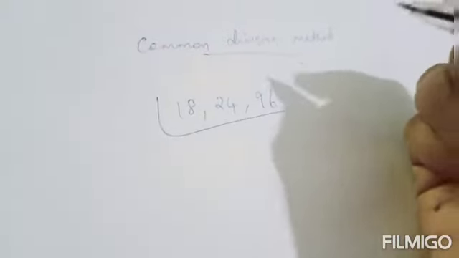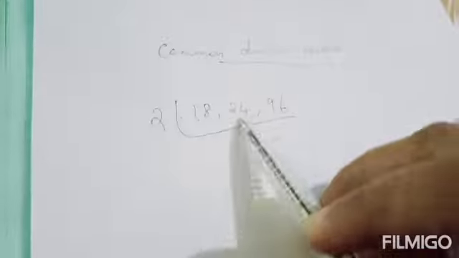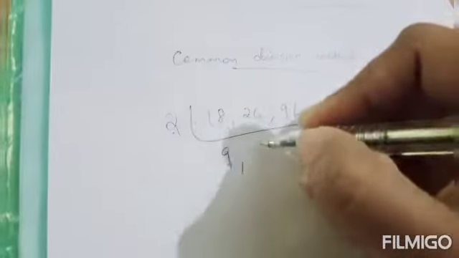Next, the common division method. By using this method you need to find the LCM of 18, 24 and 96. In the common division method, write the given numbers in a horizontal line like this: 18, 24, 96. Now these three numbers you can divide by 2. Actually we are doing prime factorization here, of these numbers together. 18 by 2 is 9, 24 by 2 is 12, 96 by 2 is 48.